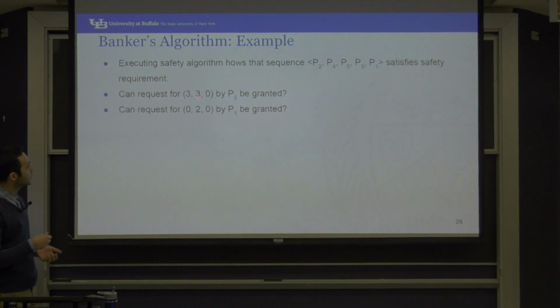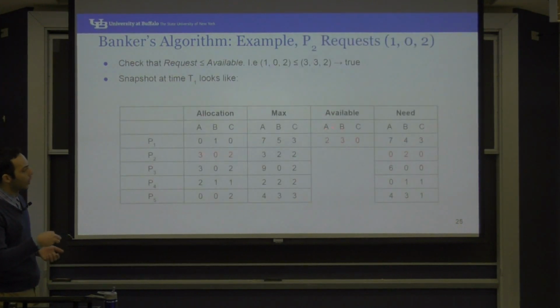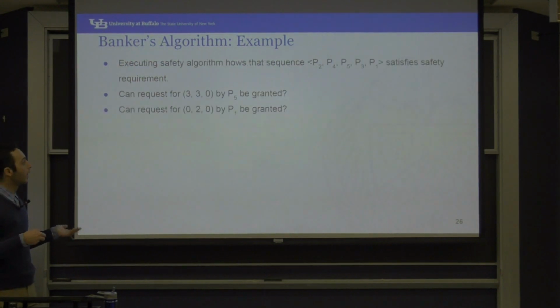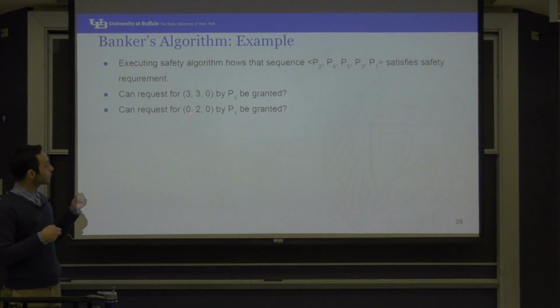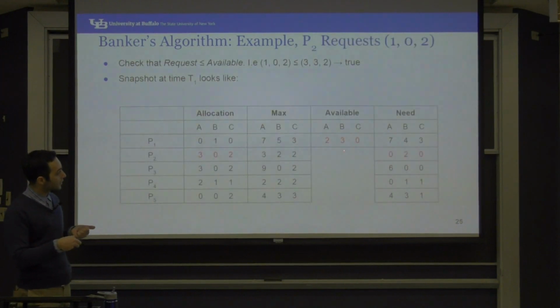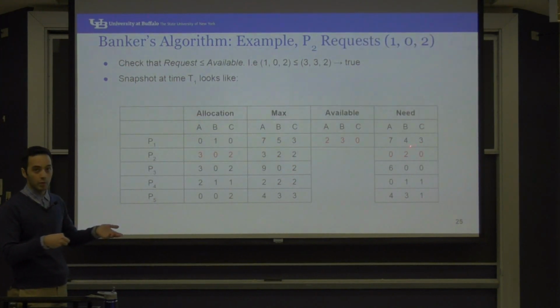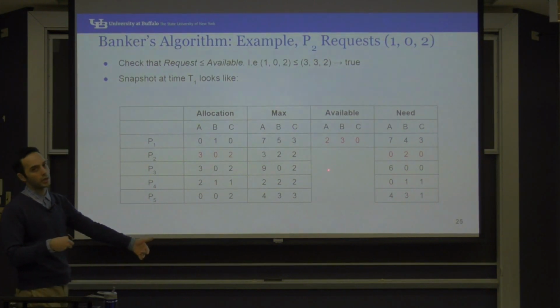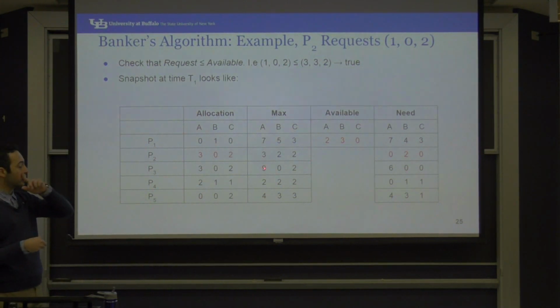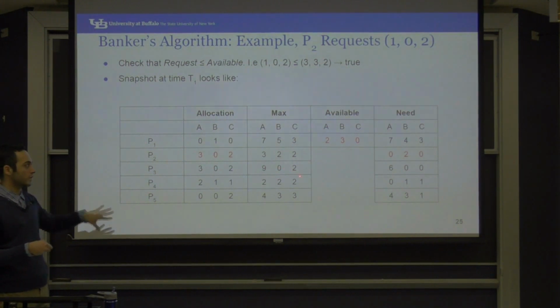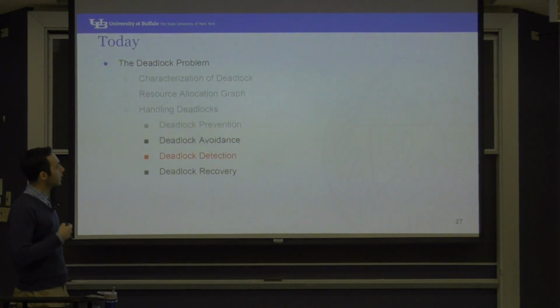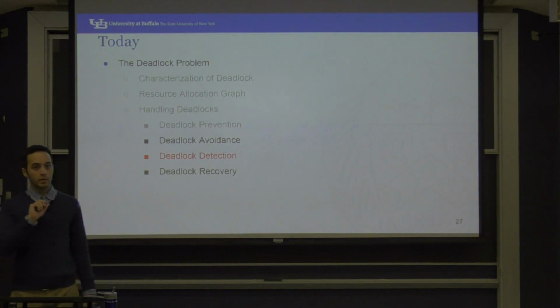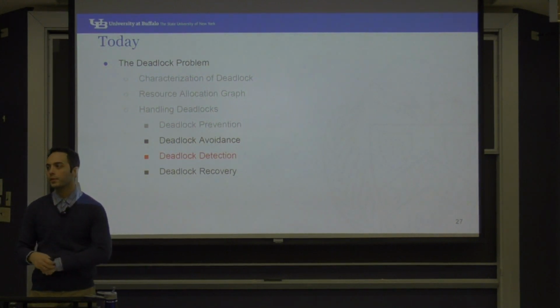If after this the P5 asks for 330, we cannot grant it because we don't have it. If P1 requests 020 after this, we have them available. But if you actually assume that you allocate that, then you will realize that it takes us to an unsafe state. That's an exercise. All right. Any question on avoidance? We'll go to detection and recovery.